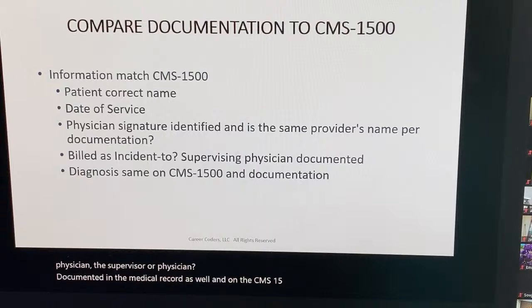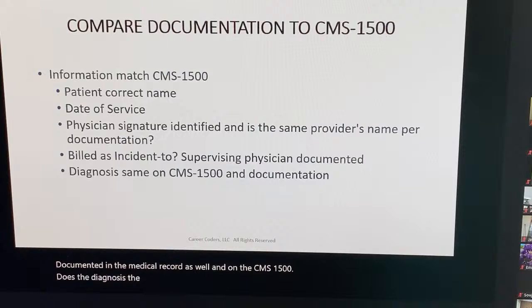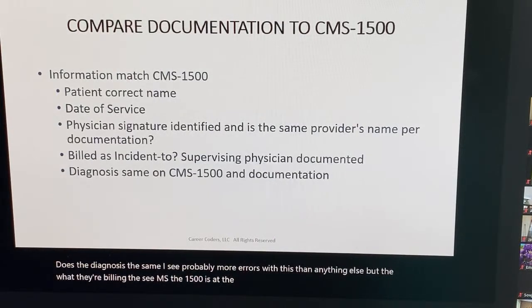Is the diagnosis the same? I see probably more errors with this than anything else. That what they are billing on the CMS 1500, is it the same as the diagnosis that is in the chart?